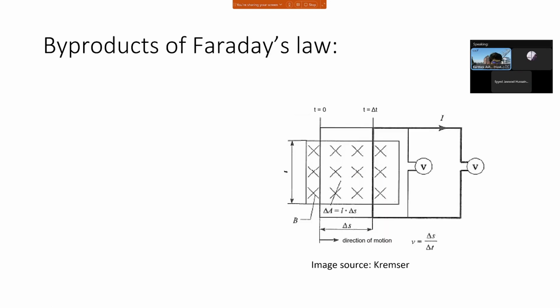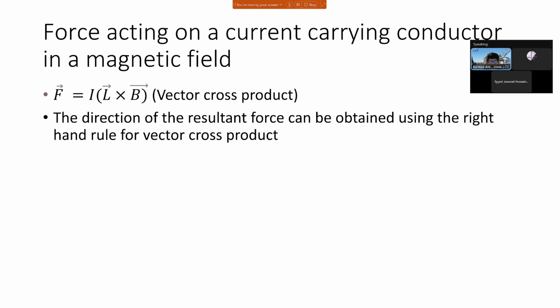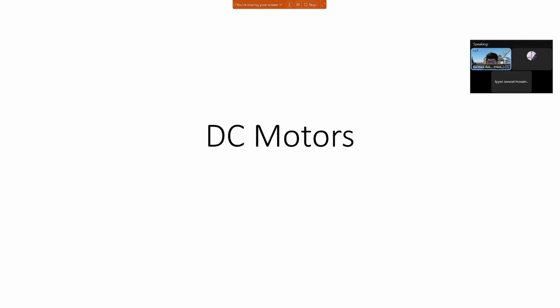So, byproducts of Faraday's law: here we have the force acting on a current carrying conductor in a magnetic field. So F bar is I times L bar cross B bar, but I don't think we use this anywhere in the course. So just background. This F bar is created in the motor, and that is why you have a torque. We will look at that. DC motors.